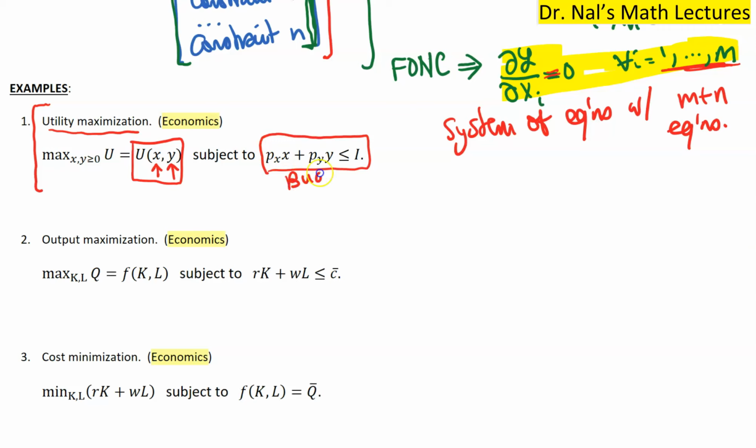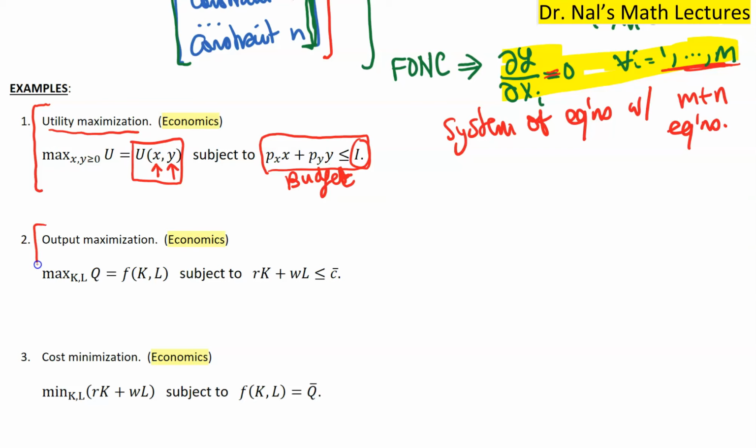So this is the individual's budget. As long as you are within your budget, in this example I, your income, you should be fine, where P sub X here represents the price of good X. X itself represents the quantity consumed of good X, plus P sub Y is the price of good Y, and Y itself represents the quantity consumed of good Y.